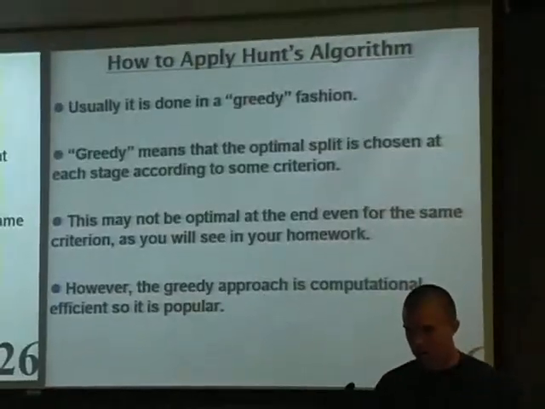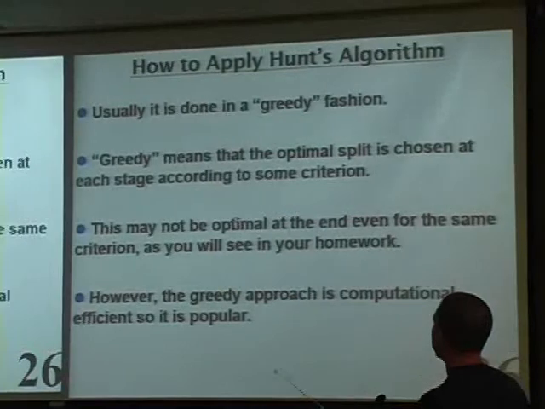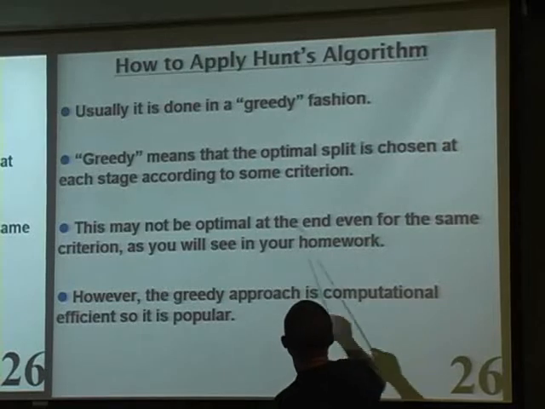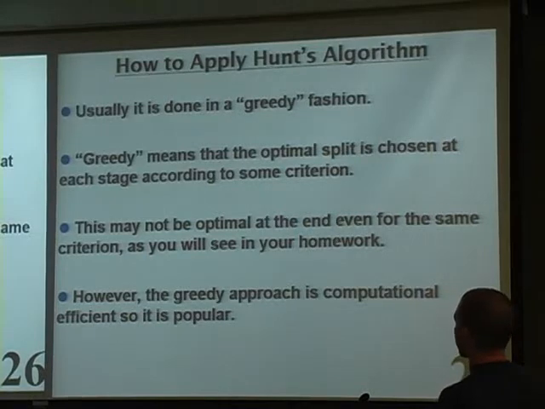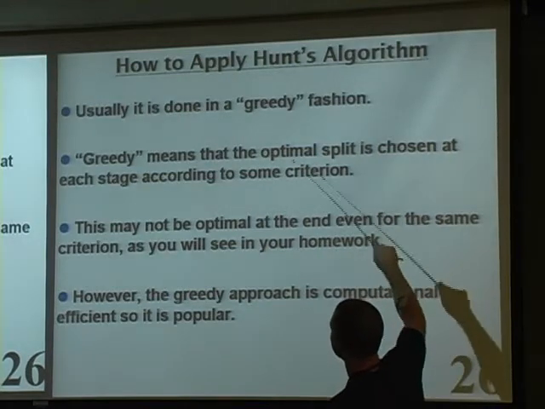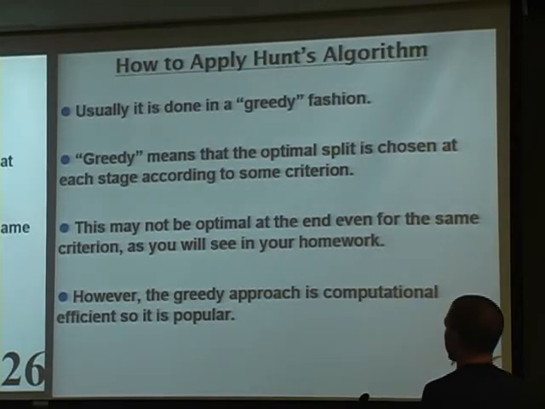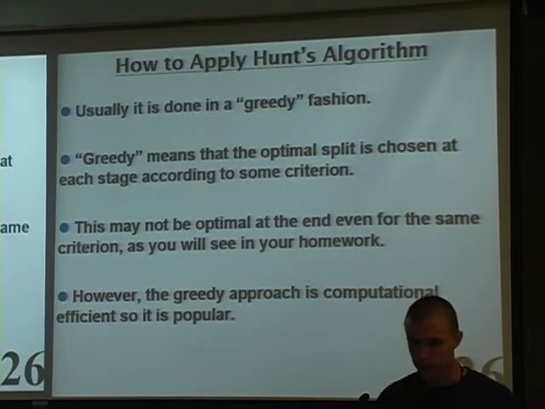That's Hunt's algorithm. It's done, again, in this greedy fashion, where at each stage, well, it's usually done in a greedy fashion, you do what's optimal. That means that you don't really look ahead. So this may not be optimal in the end, even for the same criterion that you're trying to minimize. There's an example on the homework where it turns out if you start with a suboptimal split, you actually wind up with a tree that turns out to be better than if you do the optimal thing at each stage, right? Because the optimal thing at each stage doesn't lead you to the global optimum. And so this is not guaranteed to find the best tree in the whole universe, but it's sort of efficient because you just do the greedy thing. You just do the optimal thing at each stage. And that's what I said last down here. It's computationally efficient, so it tends to be popular.